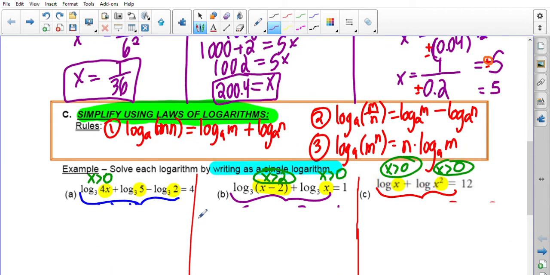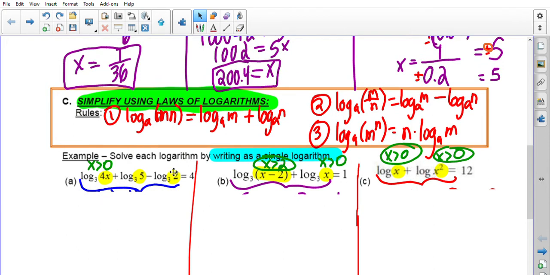All right, and the third way will involve us simplifying using laws of logs. So that's just remembering that log m times n to the base a is equal to log m to the base a plus log n to the base a. Log m divided by n to the base a is the same thing as log m minus log n. And log m to the n is equivalent to n times log m to the base a.